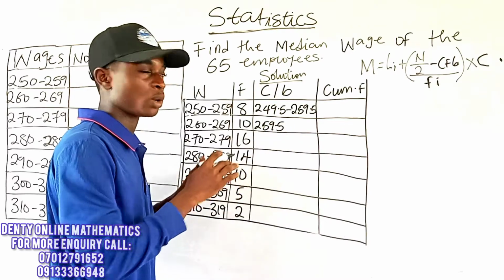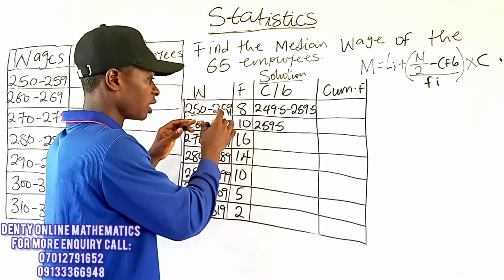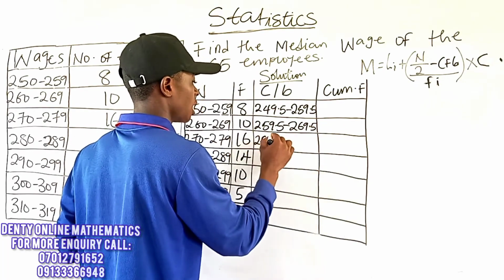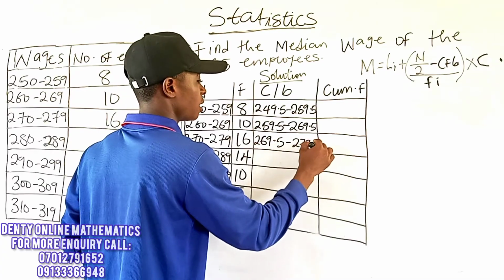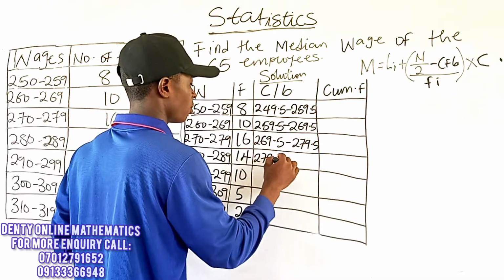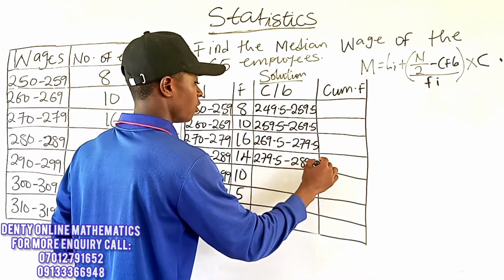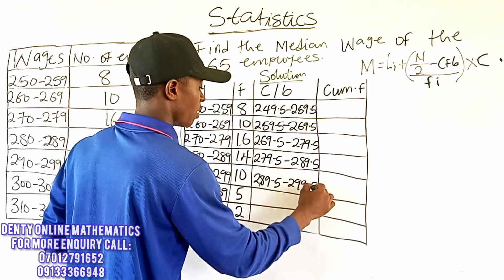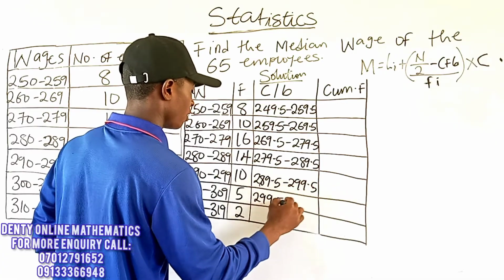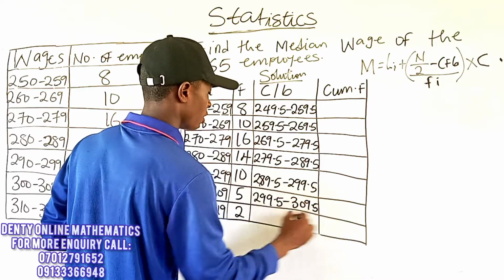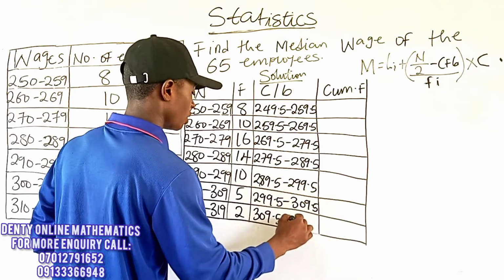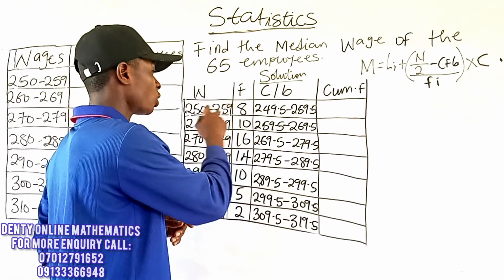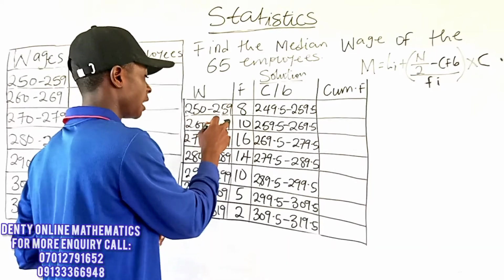Now for time's sake, we're not going to be delaying any longer, but I believe I've explained how to create this. So we're going to have here 269.5 to 279.5, 279.5 to 289.5, 289.5 to 299.5, 299.5 to 309.5, and 309.5 to 319.5. What I did here is I subtract 0.5 from here, I add 0.5, subtract, add, subtract, add.